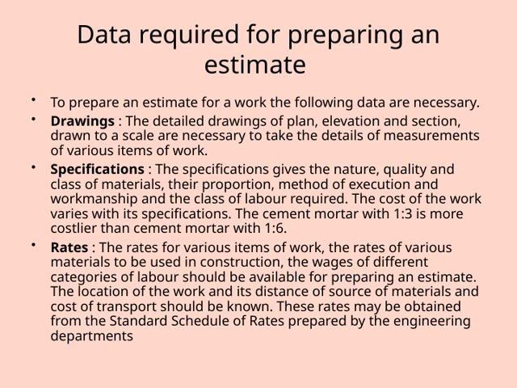Next, we look at the specifications. These documents tell us about the nature, quality, and class of the materials we'll use. They also specify how the work should be executed, including workmanship and labor requirements. An important point here is that the cost of the work can vary significantly depending on these specifications. For example, using cement mortar with a 1:3 ratio is more expensive than a 1:6 mix because of the material proportions and quality involved.